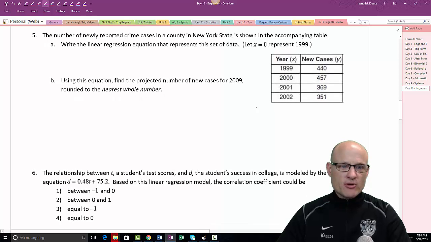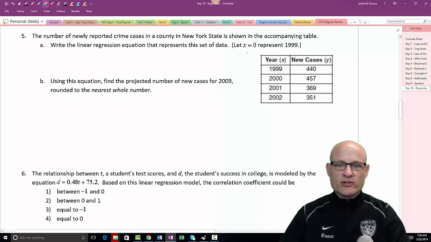All right. The number of newly reported crimes in a county in New York State are shown in the table below. Write a linear regression equation that represents this data. That's an easy one. We've got to be careful here. Let x represent 1999.